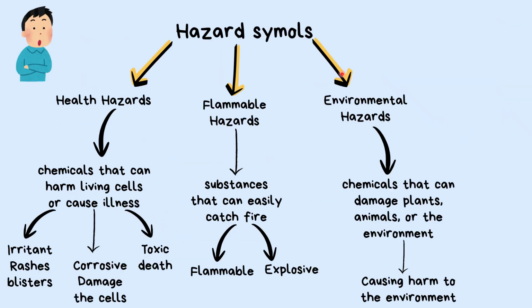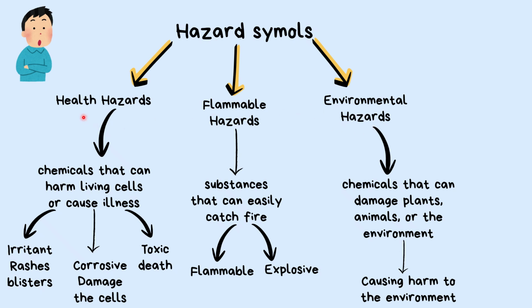Now let's get started. Before starting with the exact symbols and their meanings and also the ways by which we can keep ourselves safe, I have made this mind map out of all the theoretical part that is given in your textbook. I made it in order to understand the whole thing in the form of a mind map, which makes it easy for us to remember. Firstly, I have categorized these hazard symbols into three categories. First one is the health hazards, second one is the flammable hazards, and third one is the environmental hazards.